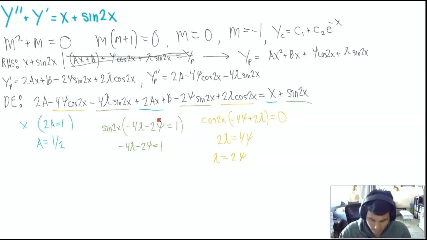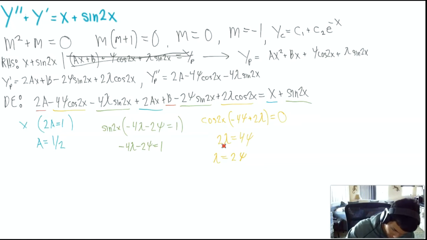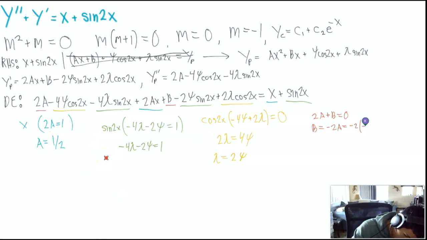Okay. Now let's put this information into this. Oh, by the way, notice that we have a b here. We still need to do that. My bad, I forgot about that little b. 2a and b. So it's just 2a plus b is equal to 0. b is equal to negative 2a, and a is equal to 1/2. It's negative 2 times 1/2. b is equal to negative 1. Okay.